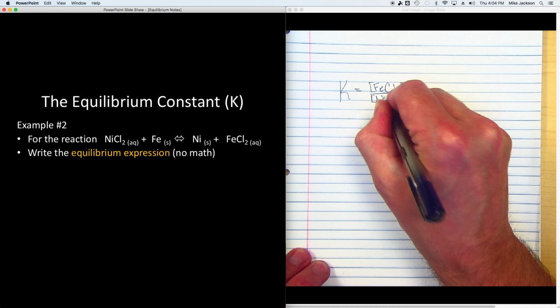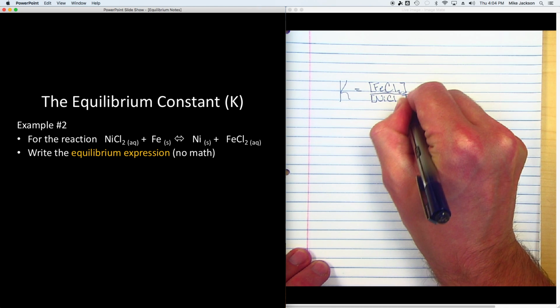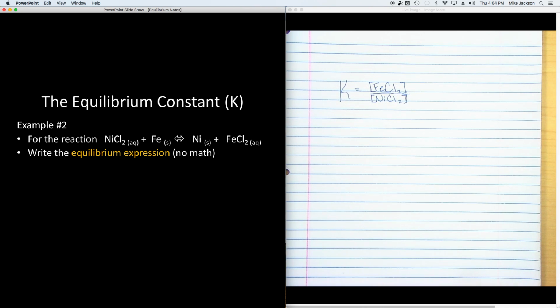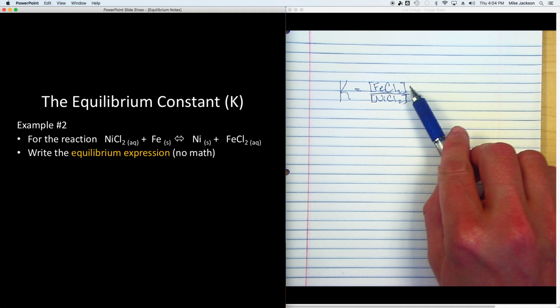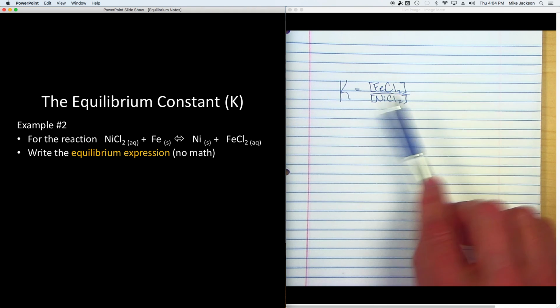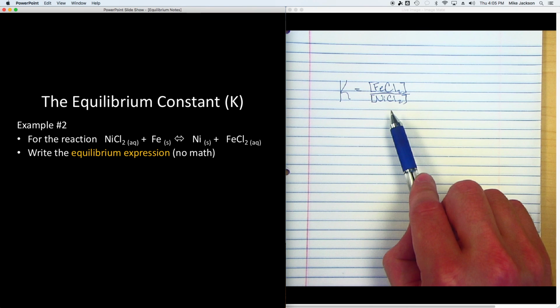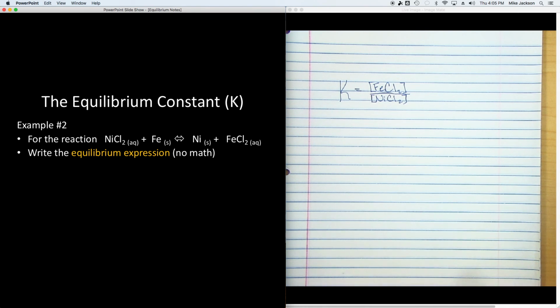NiCl2 is the reactant that we'll include in this. We're going to leave out the solids because we cannot calculate molarity of solids. So FeCl2 over NiCl2, and those are not raised to any powers because their stoichiometric coefficients are 1. Now calculate the K for the reaction if we have the following values at equilibrium.